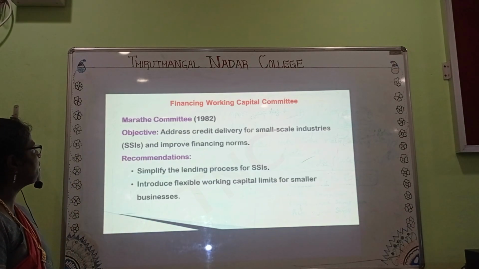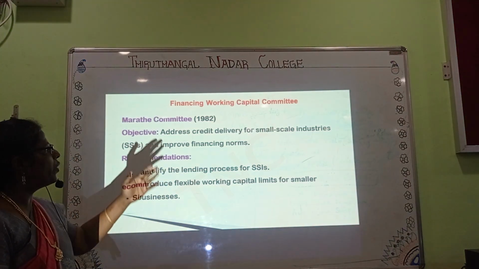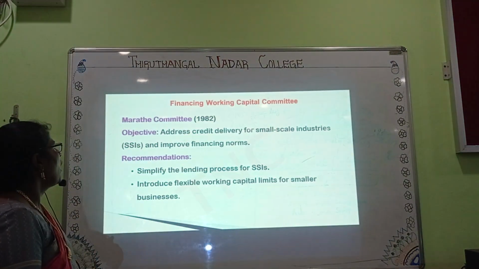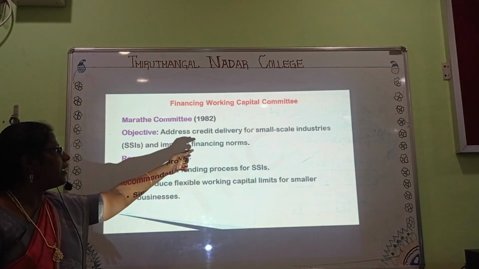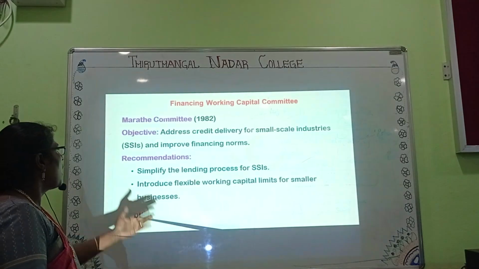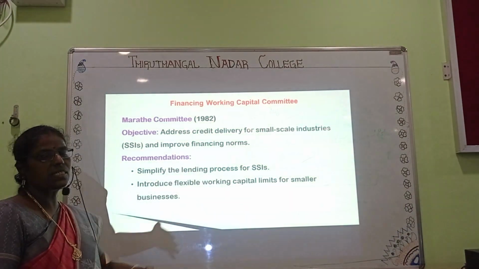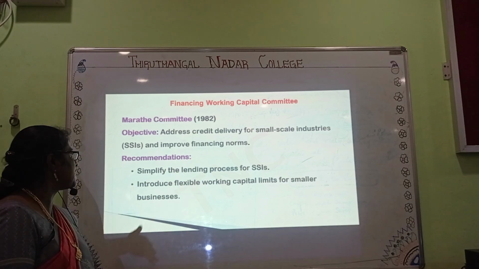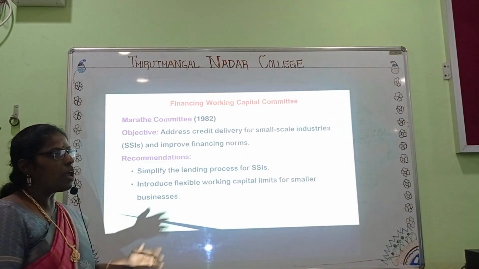Okay, and the next committee, Marathe committee, was set up during 1982. Okay, and the objective for the committee is to address credit delivery for small scale industries and improve financing norms. And the recommendations by the committee: simplify the lending process for small scale industries, and introduce flexible working capital limits for small business.